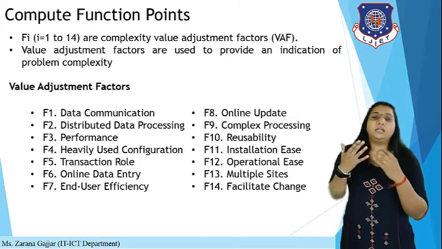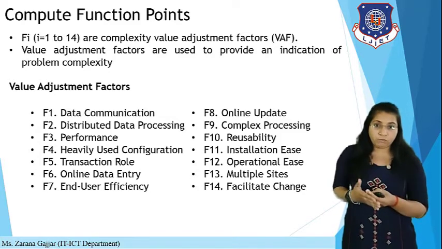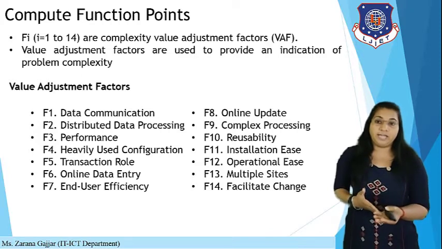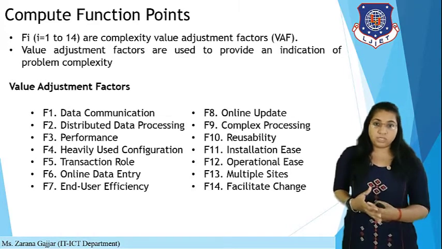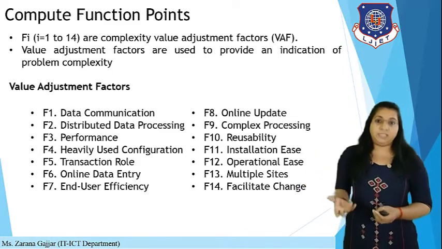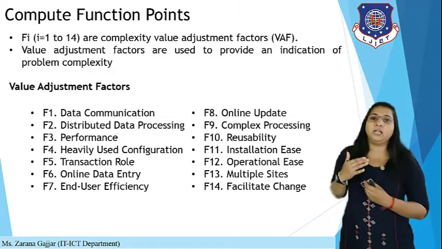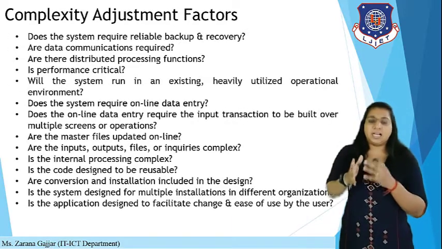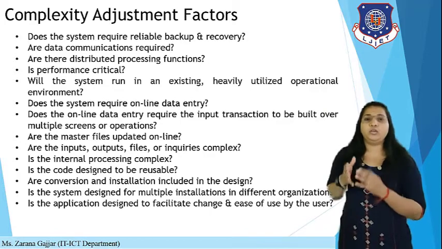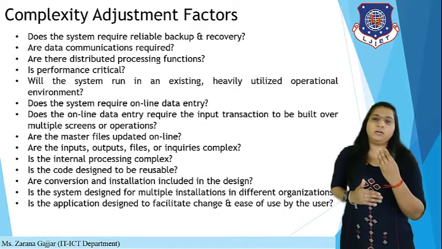The factors are data communication, distributed data processing, then performance, heavily used configuration, transaction rate, then online data entry, end user efficiency, online update, then complex processing, reusability, installation ease, operational ease, multiple sites, and facilitate change. So these are the 14 factors for calculating the sum of VAF. After answering those questions, you are able to calculate the total, the sum of Fi, to calculate the function point.